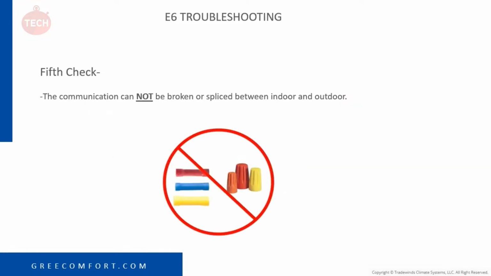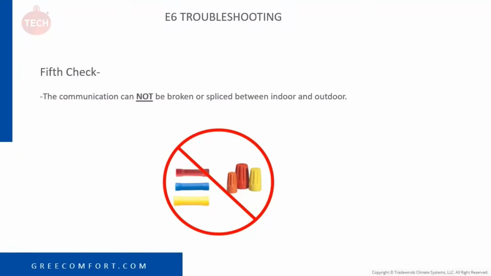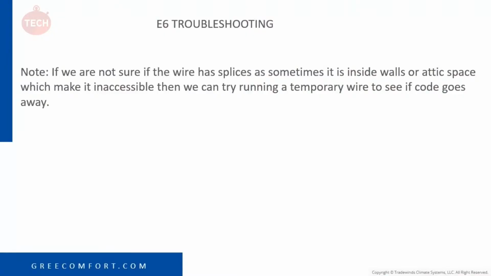And the fifth check, the communication wire cannot be broken or spliced between the indoor and outdoor unit. So you want a solid run from inside to outside. No butt splices, no wire nuts, anything like that. It causes resistance. This is DC voltage, DC pulses. So with those connections, it will actually create some resistance and generate an E6 code. Again, it could be just like using the wrong wire. If you use solid wire, it could work at the very beginning of the install, just like having breaks in your wires. Again, you just want to make sure no splices and use the correct wire. All right, a little note here I have.